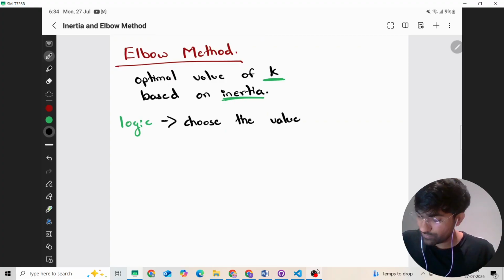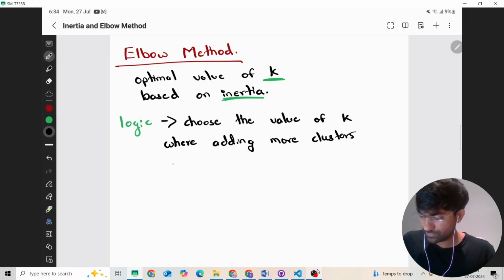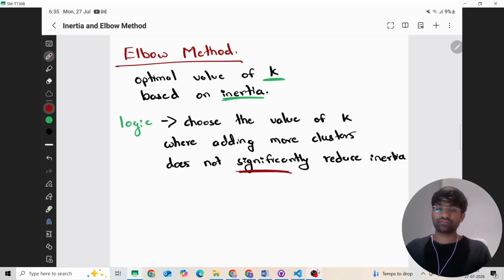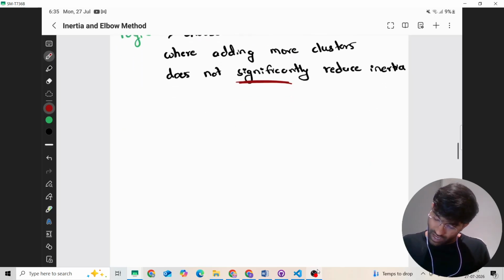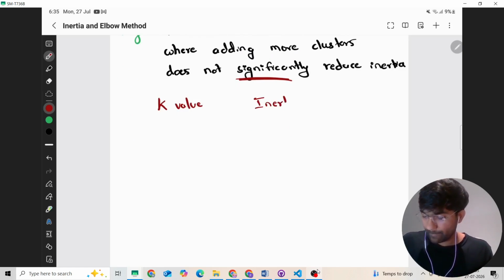Choose the value of k where adding more clusters does not significantly reduce inertia. Significantly is important. Let's consider an example for this. I have the k value here, and inertia.